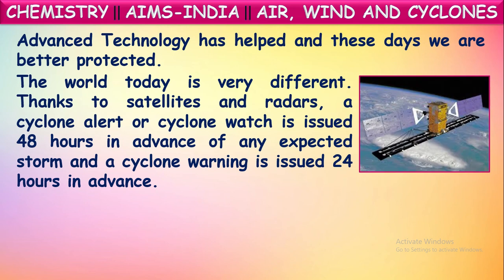A cyclone alert or cyclone watch is issued 48 hours in advance of any expected storm or cyclone. And a cyclone warning is issued 24 hours in advance so that the people in that area will be alert and can be in a safe position.